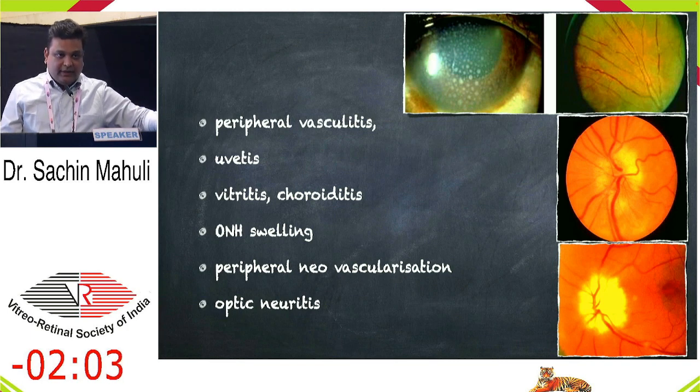Optic neuritis, in many cases, we need to look for. Giant cell arteritis, as I said, needs a systemic evaluation and a temporal artery biopsy to come to a diagnosis and manage with steroids.